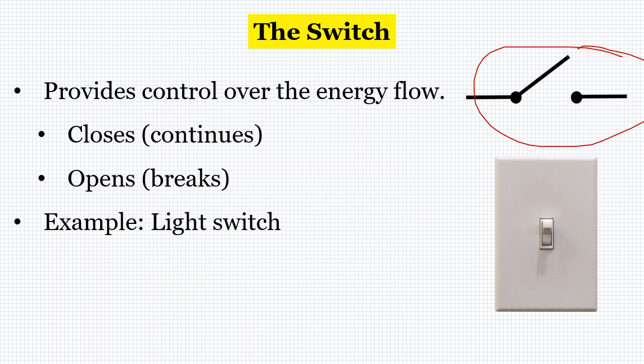So think about your light switch. When your light switch is turned on, it allows the energy to flow through, so that would be closing the circuit, or closing the switch rather. And then when we turn the lights off, we are breaking the circuit, which does not allow the energy to flow through the circuit.